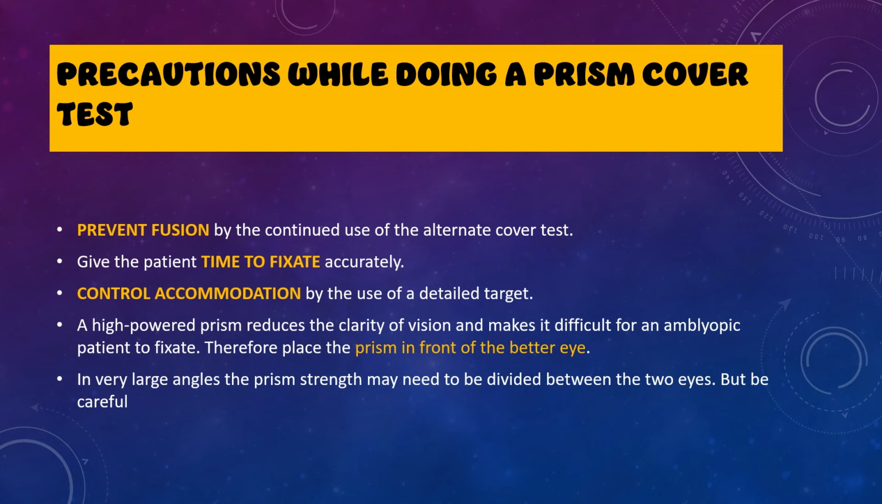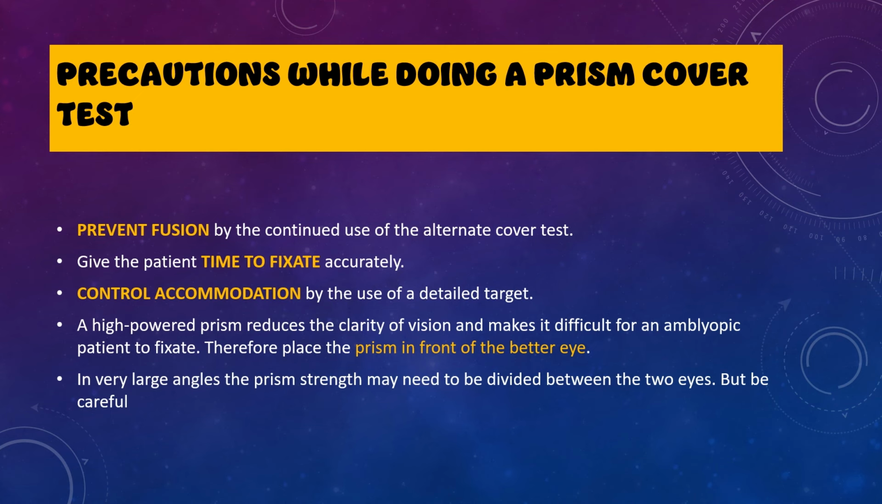Give the patient adequate time to fixate accurately as you are doing the cover test. If you remove the cover too quickly, the patient is not going to fixate very properly and you're not going to get accurate results in the prism cover test. So always do the alternate cover test slowly and give the patient time to fixate on your target. Always make sure that you are in control of the accommodation. Use a detailed target, use a 6/9 visual acuity line on the Snellen or an equivalent chart. Use accommodative targets for the near measurements, okay?